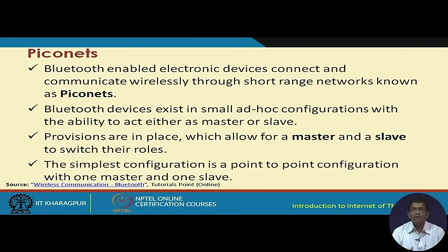When we are using our smartphones, we turn on the Bluetooth in two devices, and then from one such device an image or a file can be sent to another such device after the discovery or the initiation phase. It can be sent using this particular configuration. So, we have a one master, one slave kind of configuration.